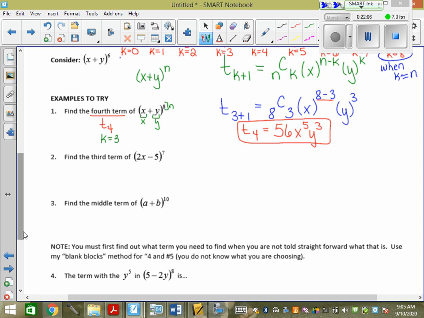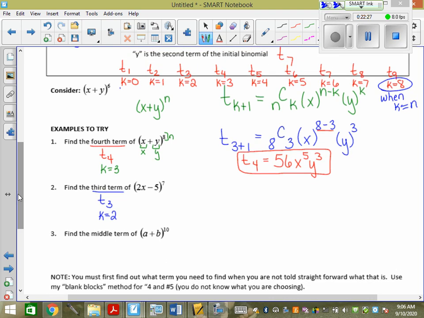Okay, there's a catch on number 2. We want the third term, so we want term 3. What is k equal to? 2, because it's always 1 less, right? This is the catch, and this is most often where errors happen on a question like this. I told you, and the formula says this too, it only works for x plus y to the n. Do you see the plus sign in there?